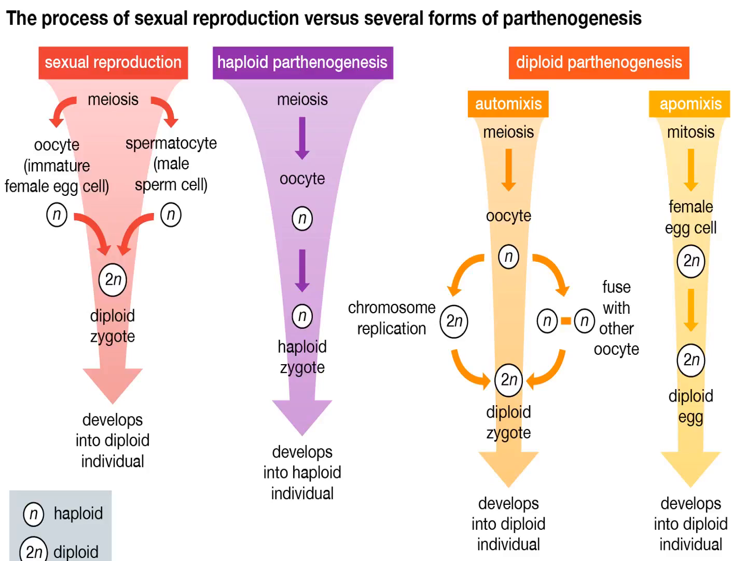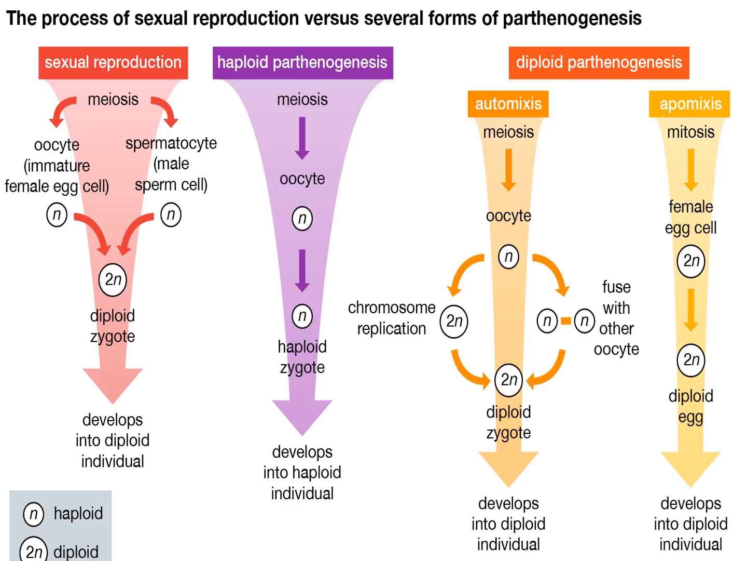In sexual reproduction, there is a meiosis. The meiosis leads to the formation of oocytes or spermatocytes, which form egg cell or sperm cells. Both will fuse to form a diploid zygote and the diploid individual is formed. This is sexual reproduction. Now coming to haploid parthenogenesis. In haploid parthenogenesis, meiosis is there, oocyte is formed, which forms haploid zygote, and the haploid individual is formed. This is there in haploid parthenogenesis.